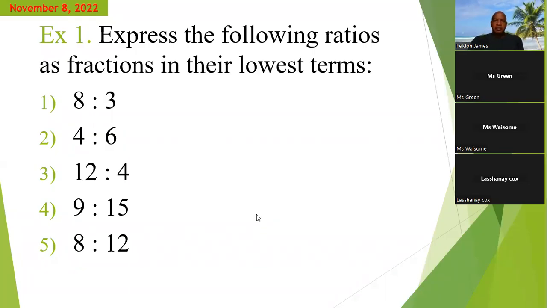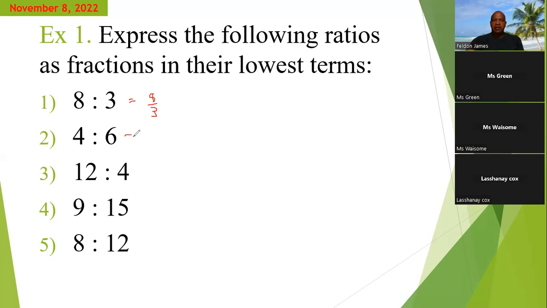All right, so what I was saying before we got interrupted is that to simplify these ratios as a fraction in the simplest form, we simply write the ratios as fractions. And to do that, we write the number to the left of the colon over the number to the right. So here we have 8/3. We say that we cannot simplify this any further, so we leave it as is.